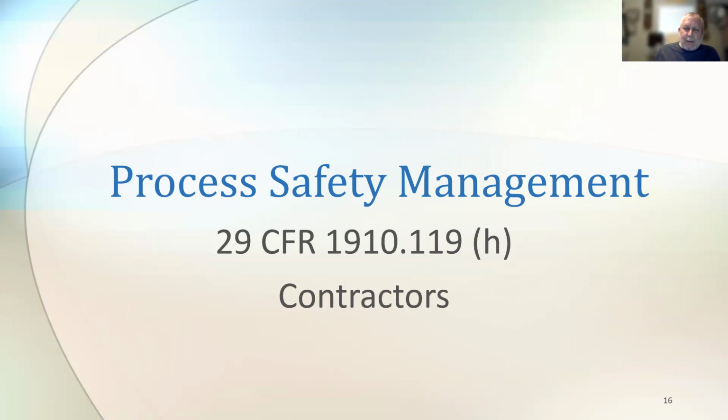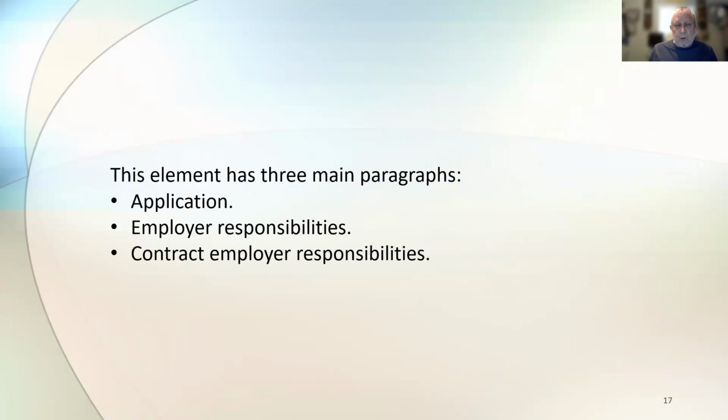Now, contractors. At OK Foods, we used a lot of contractors. They didn't all have to do with process safety management, but we used a lot of contractors. So I got involved in this with contractors that way, and that was a lot of work for me, which is fine. But this element has 3 main paragraphs: application, employer responsibilities, and contract employer responsibilities. And when you have a contractor, that creates a unique situation in all of OSHA. And we're going to address some of it right here.